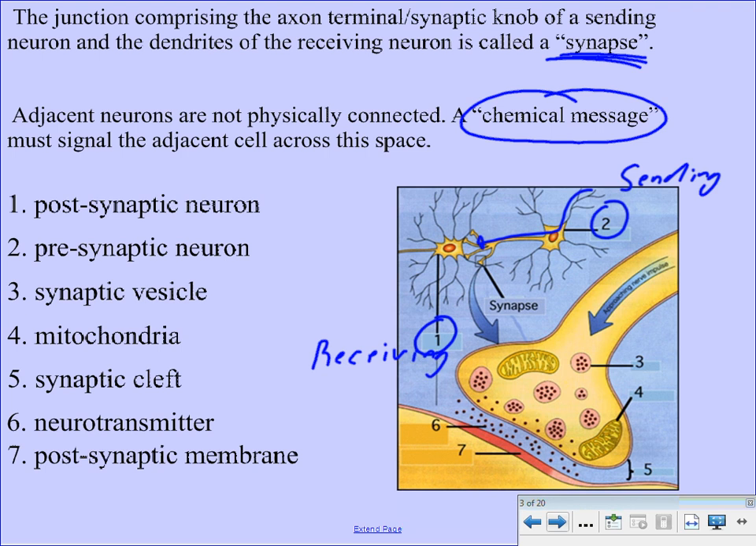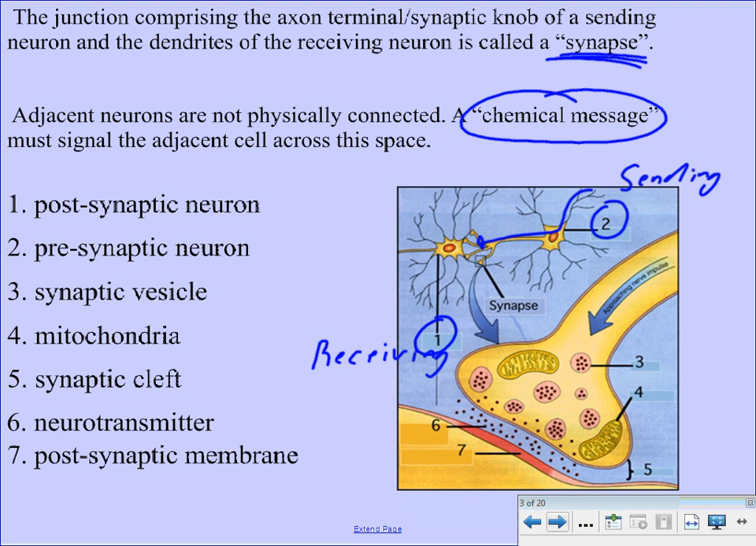Now if we take a look at what's actually going on between these neurons, that's the enlarged view at the bottom, and a number of different structures here that you need to be able to identify on a diagram. You should be able to draw a diagram showing the synapse with all of these different structures and know the function of these different structures.